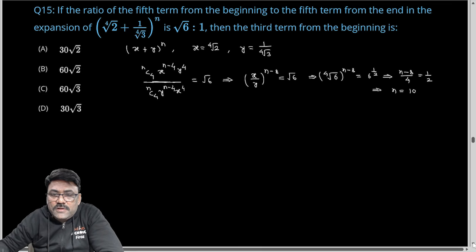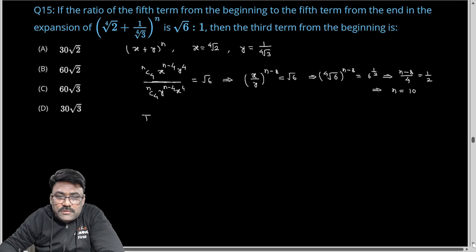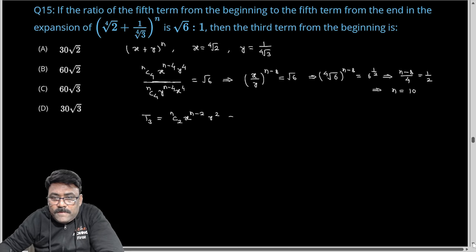Now they are asking the third term from the beginning. So the third term will be nC2 x raised to n minus 2 y square. x is fourth root of 2, n is 10, so 10 minus 2 is 8. y is 1 by fourth root of 3, squared.